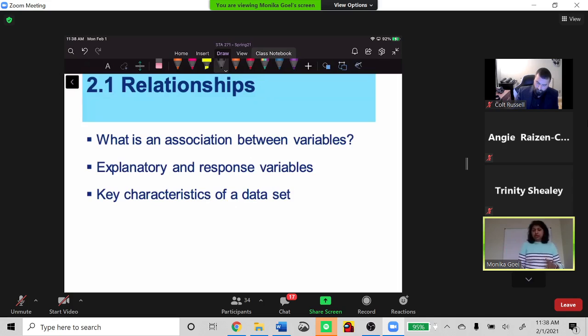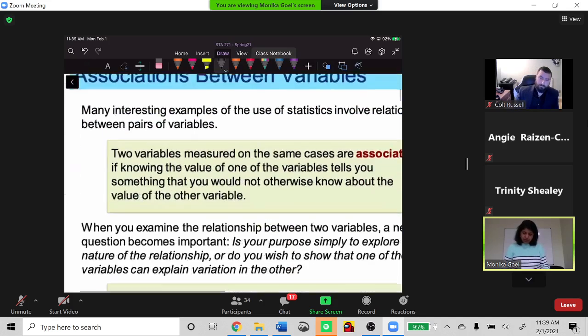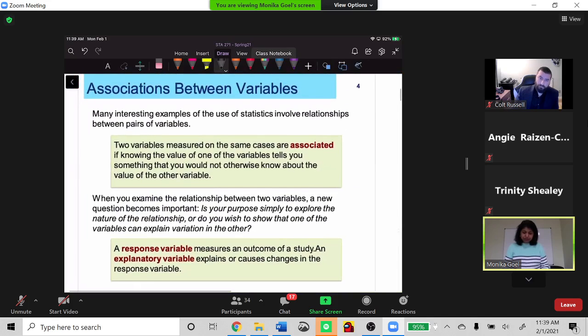So first thing, we are using the word association. What does association mean? When we say two variables are associated, that means there is any kind of relationship going on between two variables. So two variables are associated or related. Association means any relation. When there is a relationship between two variables, we say that there is an association. Explanatory response, we just talked about. So let's see their definitions.